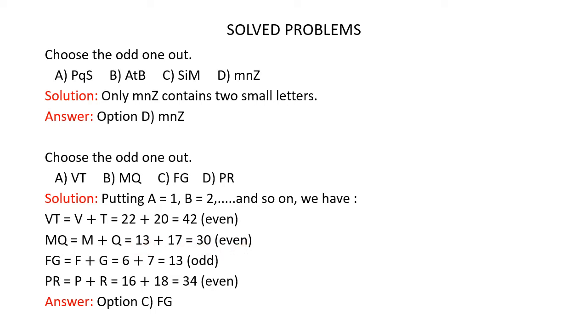In option C, FG, the position value of F is 6, position value of G is 7, and 6 plus 7 is 13 and 13 is an odd number. In option D, PR, the position value of P is 16, the position value of R is 18, and 16 plus 18 is 34, and 34 is an even number. So obviously, among these four options, option C, FG is the odd one out. So the correct answer is option C, FG.